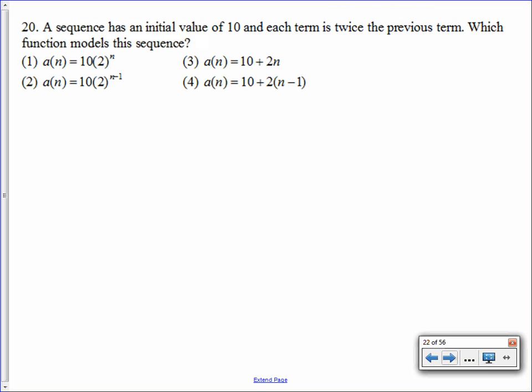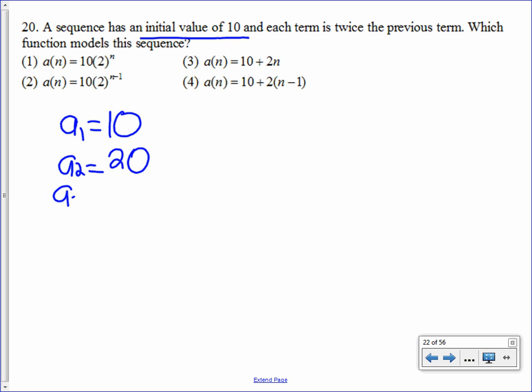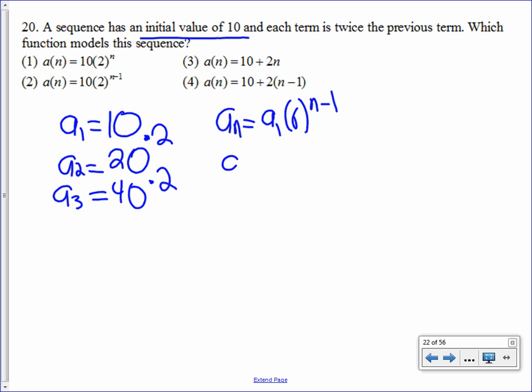Same type of problem, just a little bit of a word problem. An initial value of 10. That means that a sub 1 is 10. Each term is twice the previous term. So then a sub 2 would be twice that, which is 20. A sub 3 would be twice that, which is 40. So the common ratio is 2. A sub n equals a sub 1, r to the n minus 1. A sub 1 we said is 10, r is 2, the n minus 1.